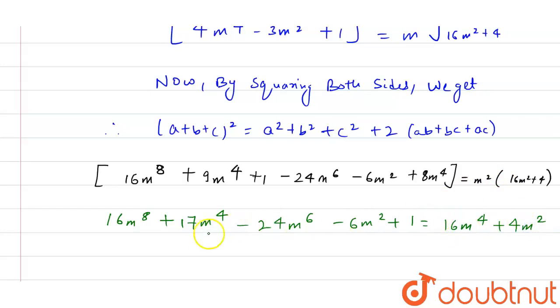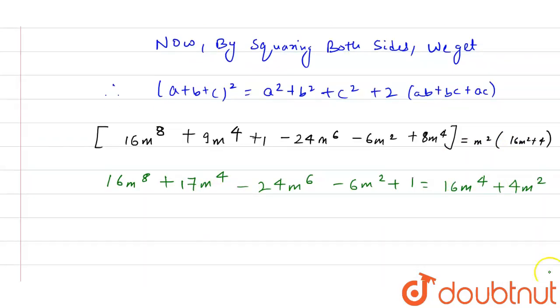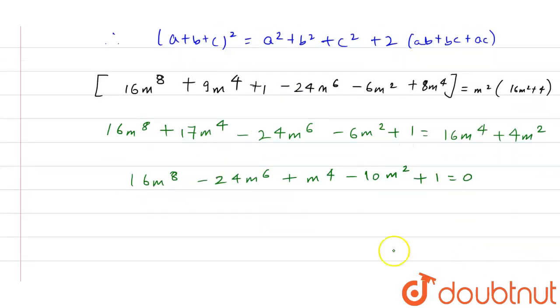So when this 16m power 4 comes to this side, it will become minus 16m power 4, so we get 16m power 8 minus 24m power 6 plus 17 minus 16, that is plus m power 4 minus 6m square, and if we bring minus 4m square to this side, we will get minus 10m square, minus 10m square plus 1, that is equal to 0. So now we get the equation of degree 8.